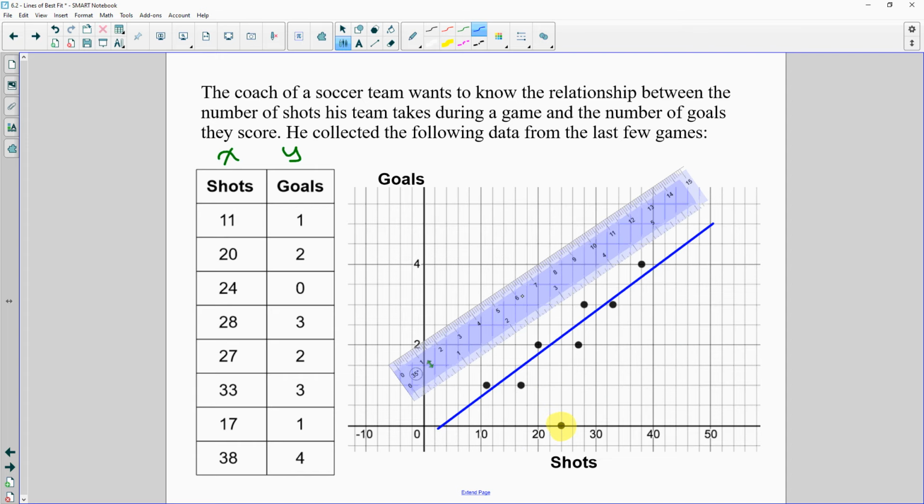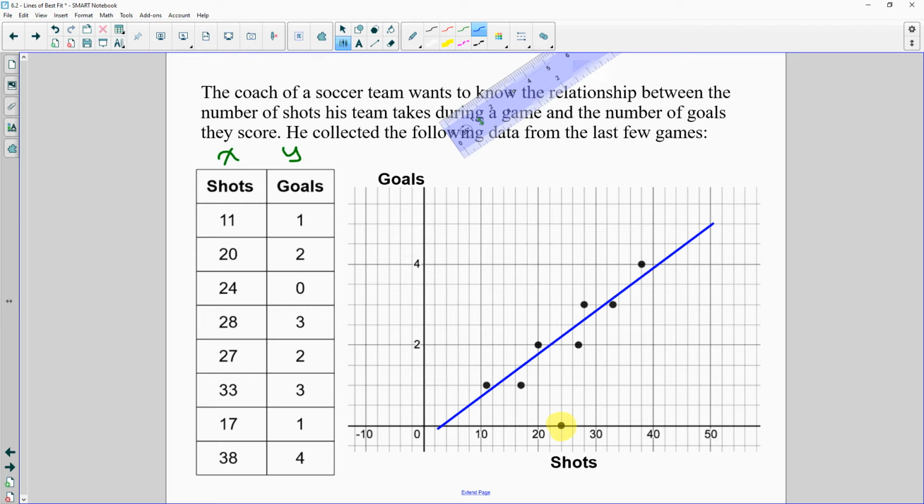Right? That doesn't make sense. You want to go through the middle. So a good indication is to count your points afterwards. You should have roughly the same number above and below, and you want to try to get them all as close to the line as possible. So I'm pretty happy with the line that we've drawn here.